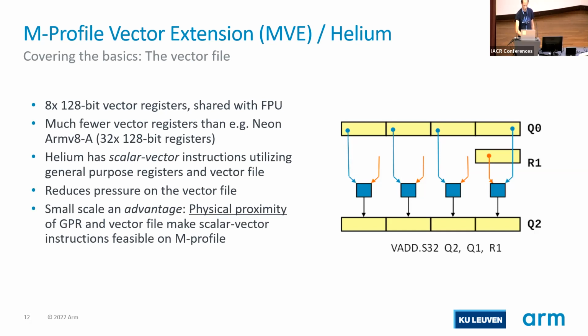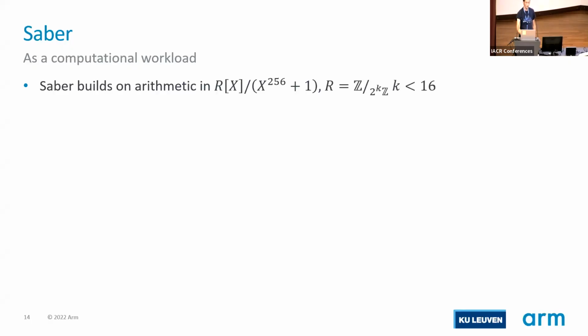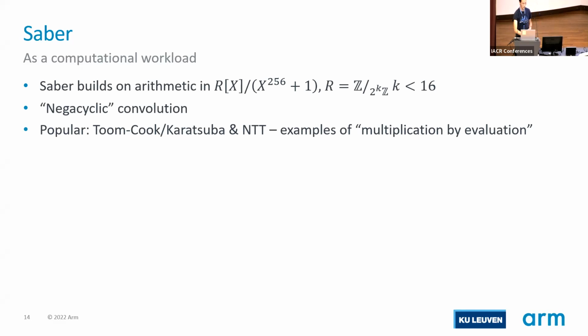So next we switch gears. We just look at some algorithmic improvements that we found for Saber. As you probably know, Saber relies on some cyclotomic polynomial arithmetic where the coefficients have precision less than 16-bit. And there are 2 primary means apart from just the plain schoolbook multiplication by which you can implement such a convolution of polynomials. And that's Toom-Cook-Karatsuba and the number theoretic transform.